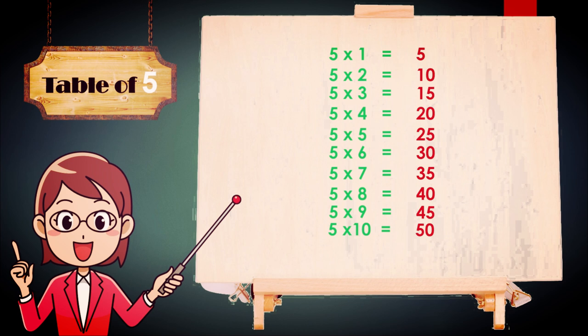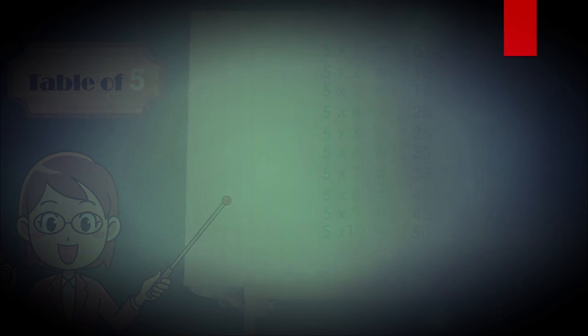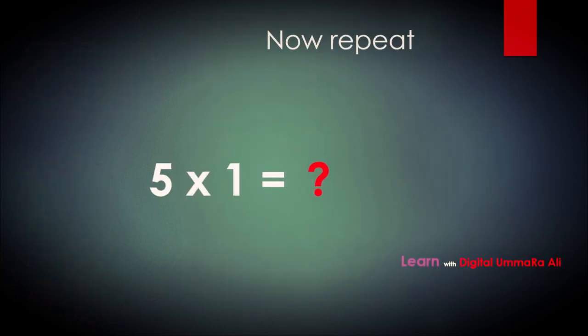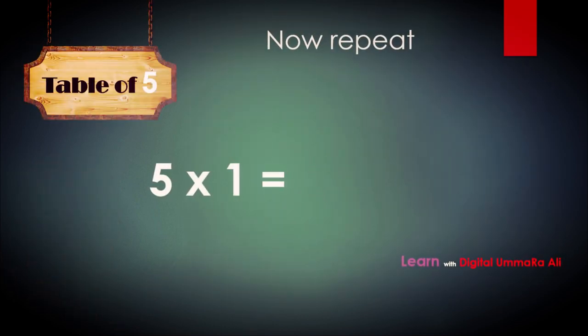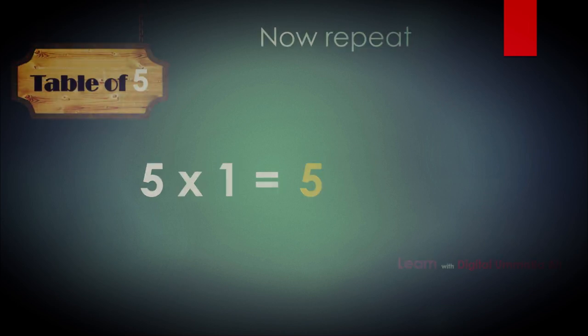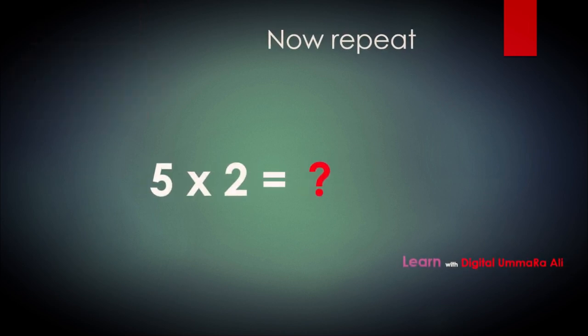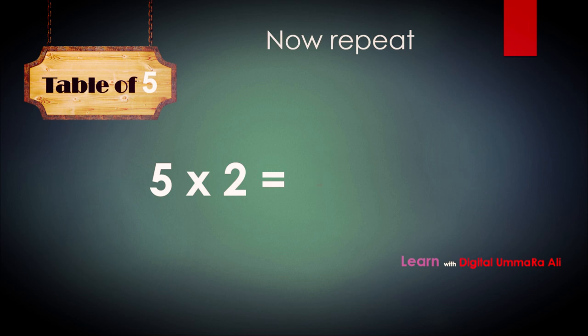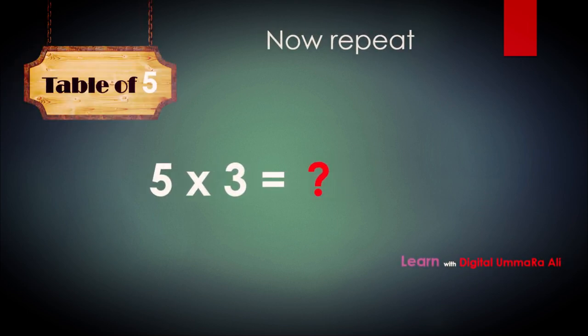Let's learn and repeat the table of 5. 5 ones are? Tell me, 5 ones are 5. Yay. 5 twos are? 5 twos are 10. 5 threes are? Tell me, 5 threes are 15.